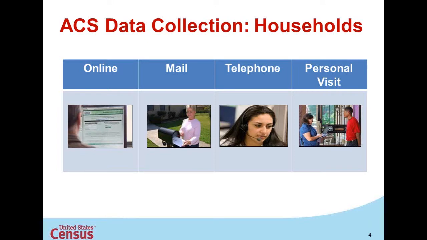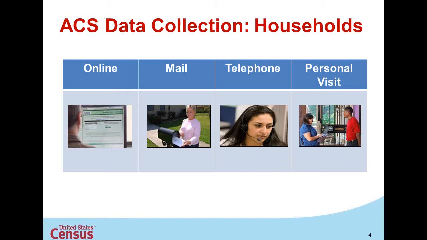The American Community Survey data collection operation uses 4 modes: internet, mail, telephone, and personal visit that take place over a 3-month period. For most housing units, the first phase of data collection includes an invitation, which is mailed to the sample address, for the household to respond via the internet. If the household does not respond via the internet, a paper questionnaire is sent to the sample address for the household to complete and return by mail.